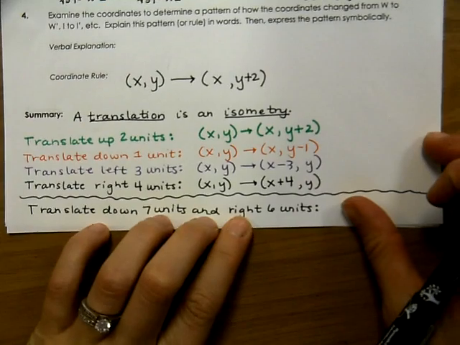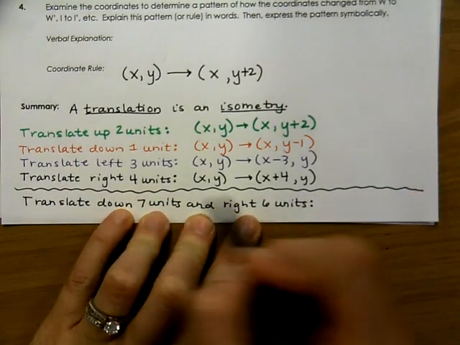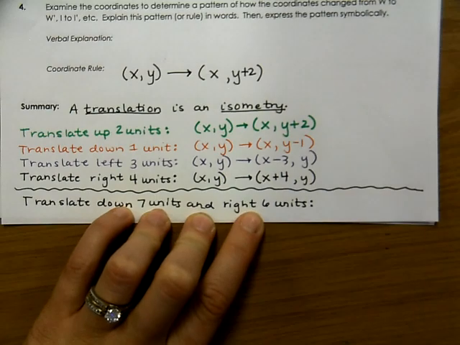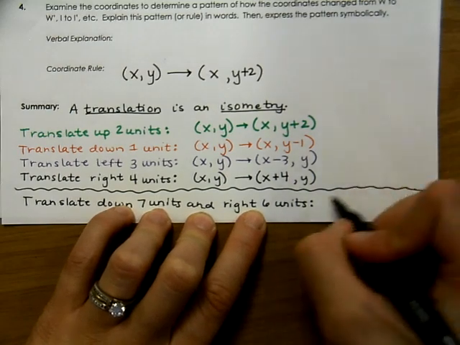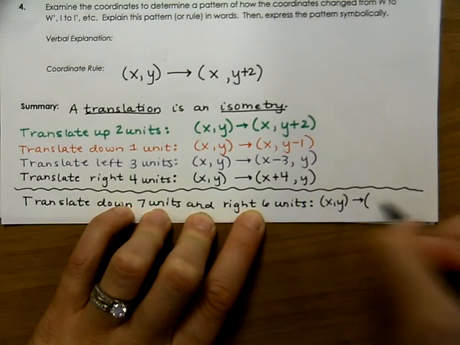On your own, I want to see, can you figure out what the coordinate rule would be if I translate down 7 and right 6? So now I'm translating two things at once. Pause the video, try it on your own, and then check your answer here.